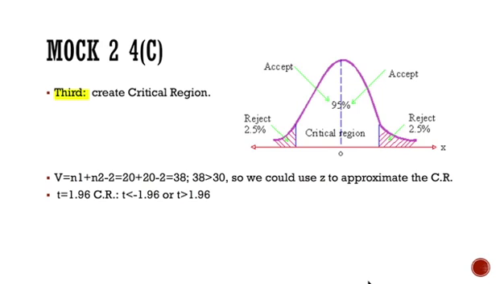And the third step is to create a critical region. Knowing our alternative hypothesis, we put 2.5% on both tails. And the degree of freedom should be 38, which is larger than 30. So in this case, we just use the z value to approximate the t value when creating the critical region. After looking at the tables, we find that t equals 1.96. So the critical region should be either larger than 1.96 or smaller than minus 1.96.